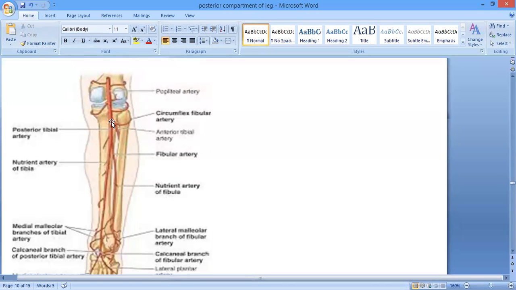And as soon as this branch arises, it winds around the lateral aspect of the neck of the fibula and takes part in the anastomosis around the knee joint. So the first branch coming from the posterior tibial artery is the circumflex fibular artery. As soon as this artery arises, it winds around the lateral aspect of the neck of the fibula, goes up and anteriorly, and takes part in the anastomosis around the knee joint.